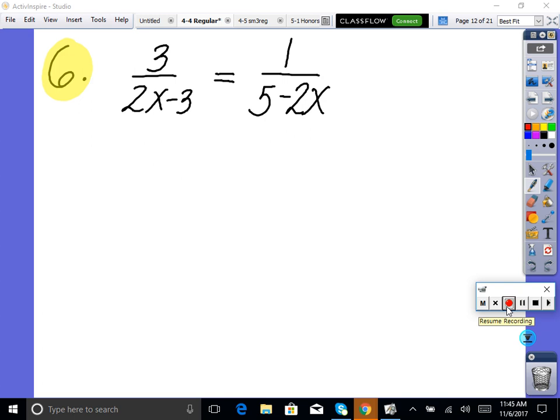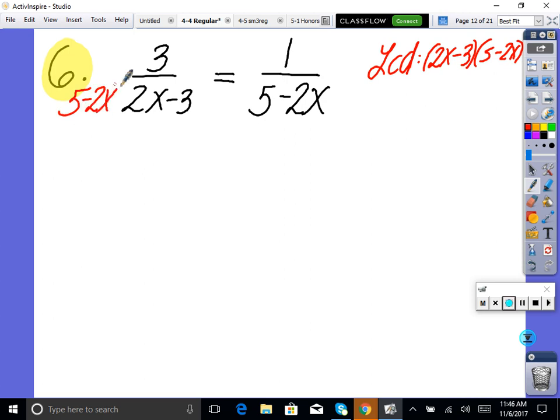Number 6. Guys, don't let this one throw you off. Look, is there anything in common in these denominators? Don't say the 2x. It's connected to the minus 3. So isn't that all connected, everybody? Those two x's have nothing to do with each other. So my least common denominator is literally 2x minus 3 and 5 minus 2x. So this one needs a 5 minus 2x over 5 minus 2x. And doesn't this one need a 2x minus 3?